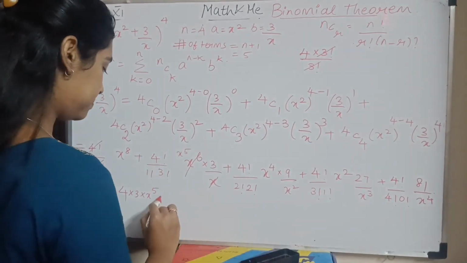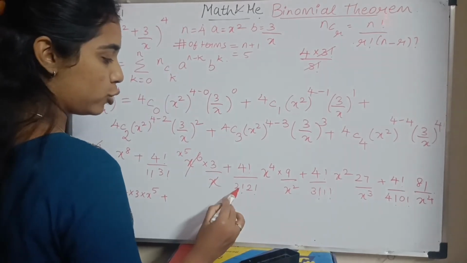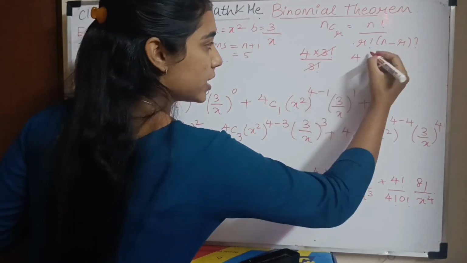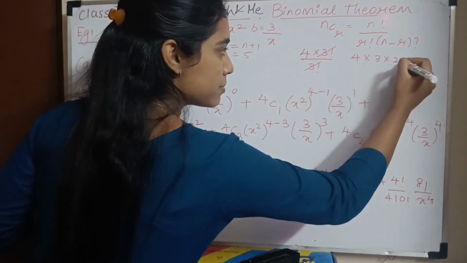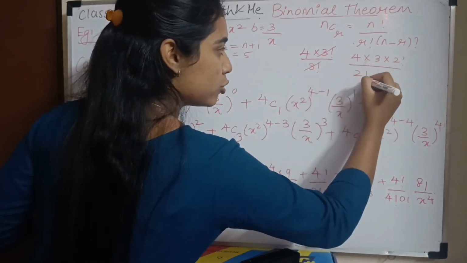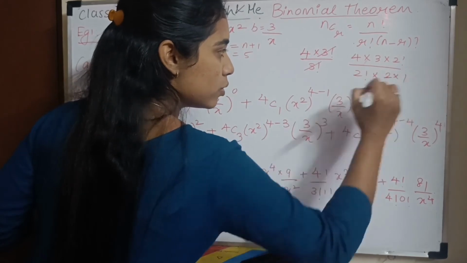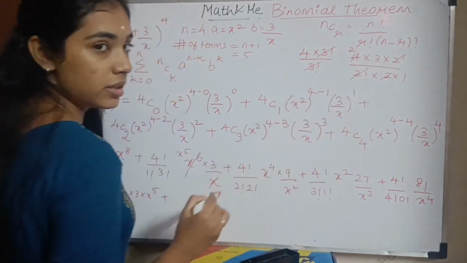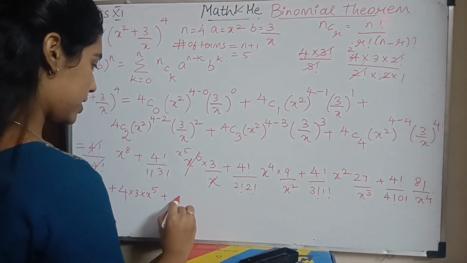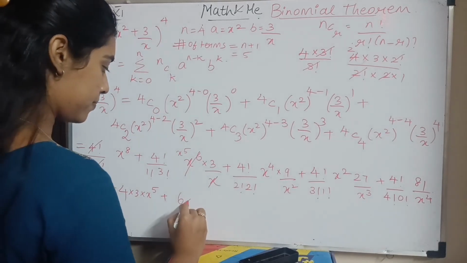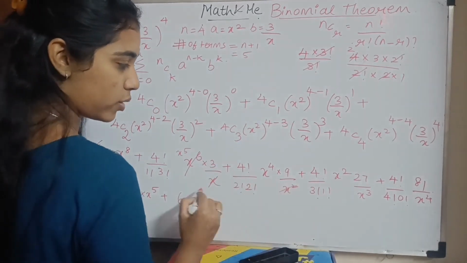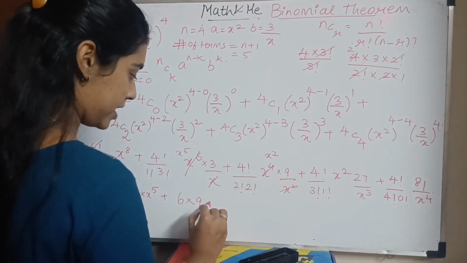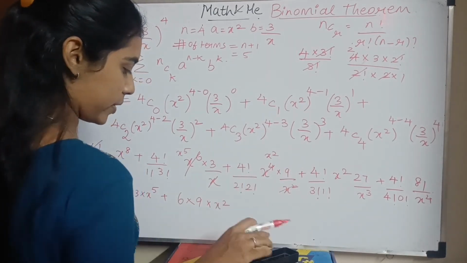What is my next term? 4 factorial divided by 2 factorial times 2 factorial. So how can you write that? 4 factorial is 4 times 3 times 2 factorial divided by 2 factorial times 2 factorial, which is 2 into 1. So the 2 and the 2 factorial go off. I am left with 3 times 2, which is 6. So it is 6 times x square x power 4. x square goes off, I'll be left with x square. So here I have a 9. So 6 times 9 times x square.